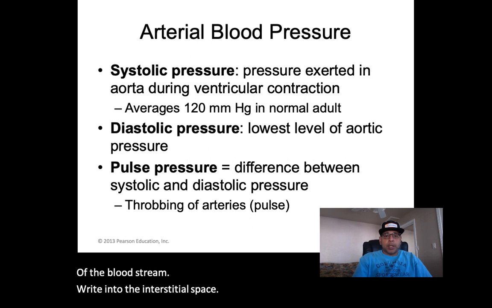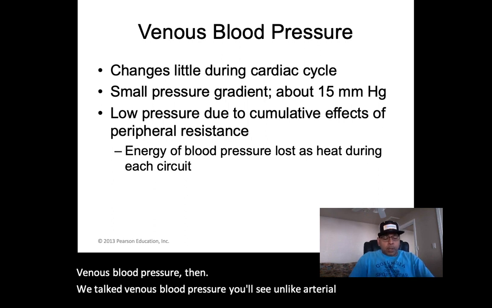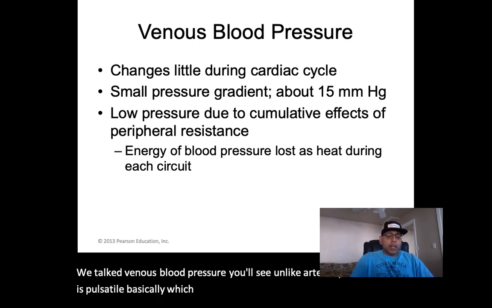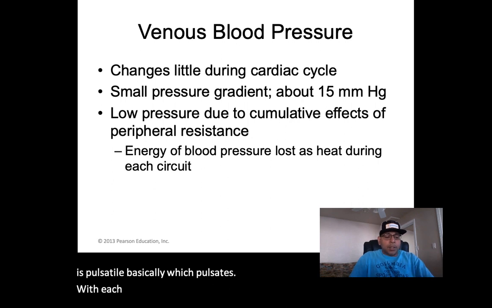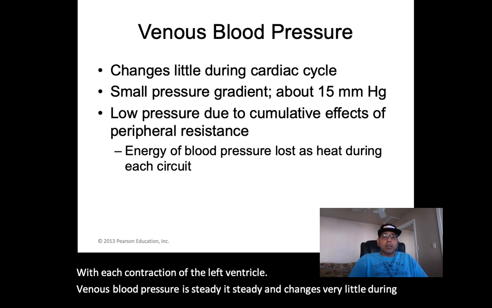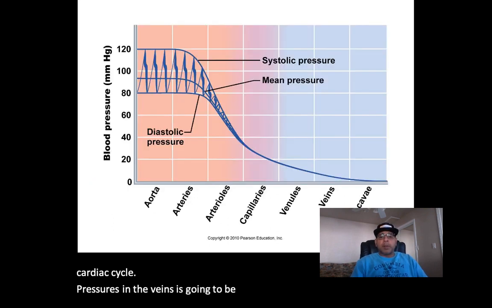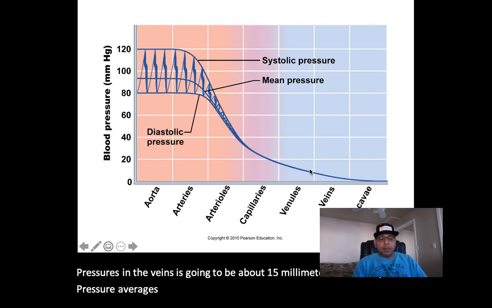Venous blood pressure then. When we talk venous blood pressure, you'll see unlike arterial pressure, which is pulsatile, which pulsates with each contraction of the left ventricle, venous blood pressure is steady. It's steady and changes very little during the cardiac cycle. Pressure averages about 15 millimeters of mercury in the veins.